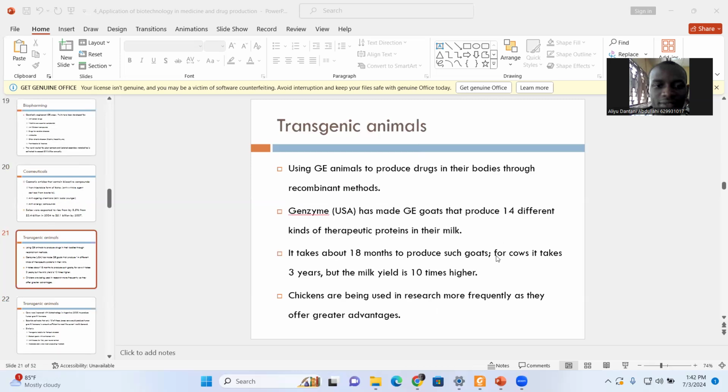For example, a company in the US has made genetically engineered goats that produce 14 different kinds of therapeutic proteins in their milk. This is quite interesting. And it takes about 18 months to produce such goats. For cows, it takes 3 years, but the milk yield is 10 times higher.